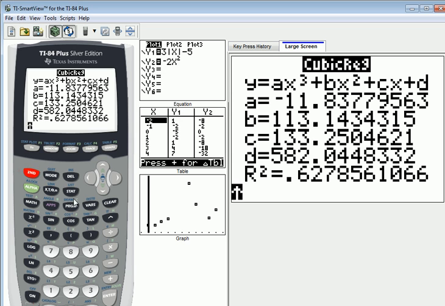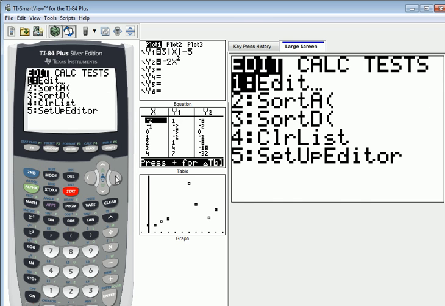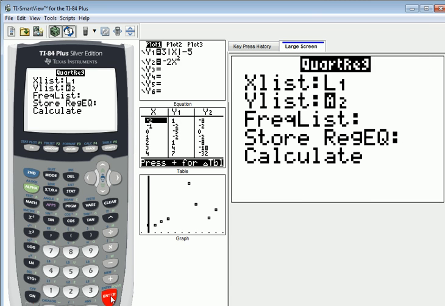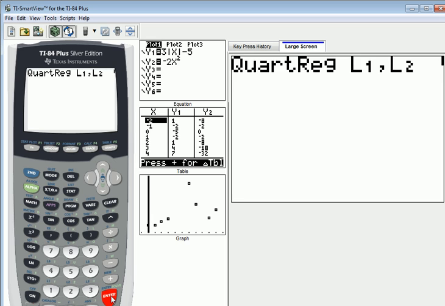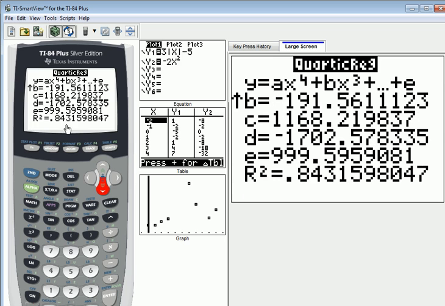So we're going to do stat. Not second, excuse me, should not have hit second, just statistics. And then we're going to calculate a quartic, which is choice 7. My data is still in L1 and L2, and I'm going to calculate that. Now, it gives us all the coefficients we need, and let's see what R squared is. In this case, our R squared is 0.84. So of these two models, the quartic is the better fit because our R squared is closer to 1.